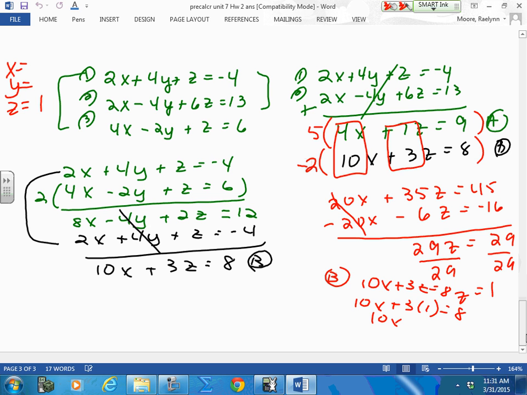So 10x plus 3. We subtract 3. Then divide by 10. x is equal to 1 half. Now, I'm back solving. I have z solved. I go to one that has 3. I can go to any of these, any of them. Which one would you like to go to? The first one. So I'm going to just do it right up here.